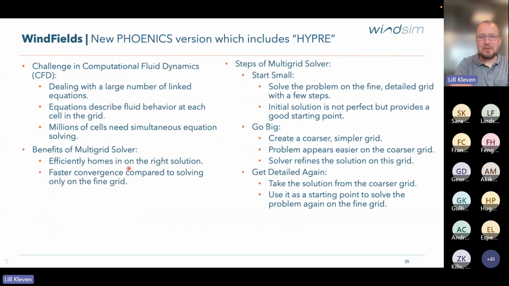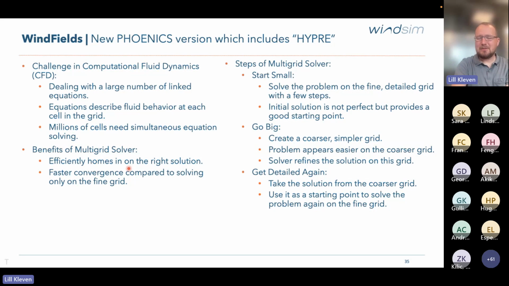So what is a multigrid solver? The big challenge we have in CFD is that we have a large number of equations, and they describe the fluid behavior at each cell in the grid, and we need millions of cells. So it's quite complicated. The multigrid solver starts small, so it solves the problem on the fine grid. In the beginning, it's not perfect, but it has a good starting point, and then it creates a coarser, simpler grid. The problem is easier to solve on this coarser grid, and then it goes more detailed again.